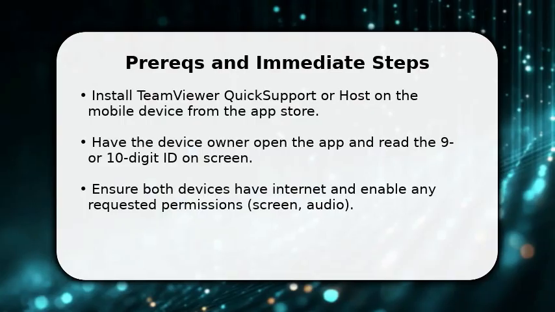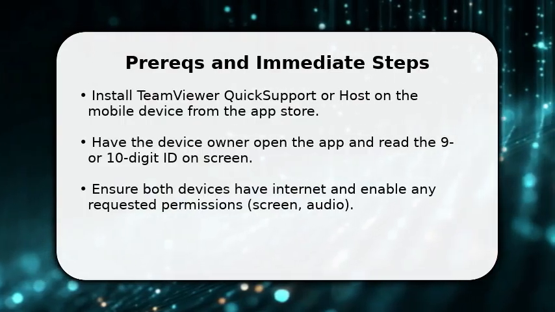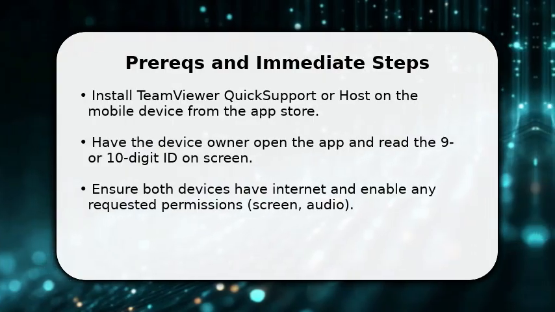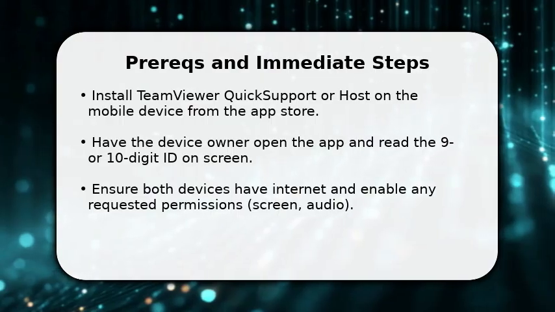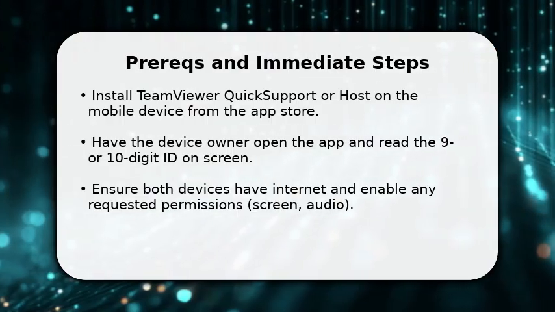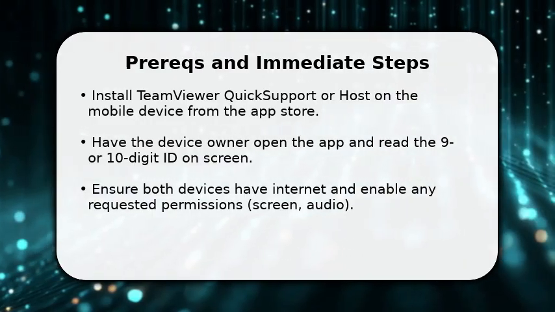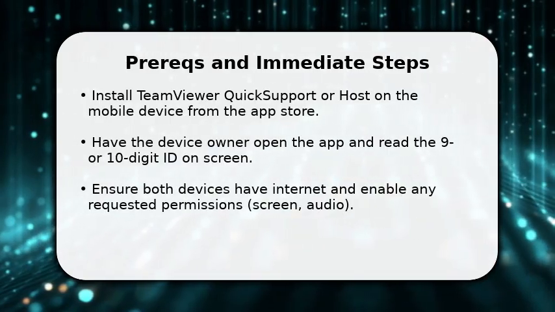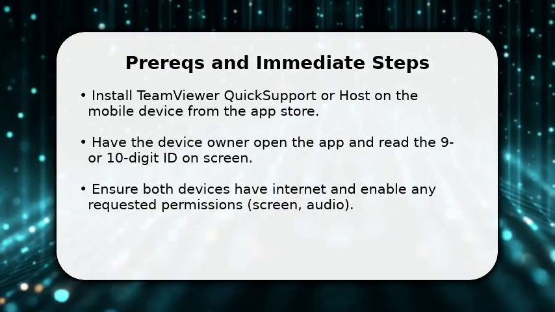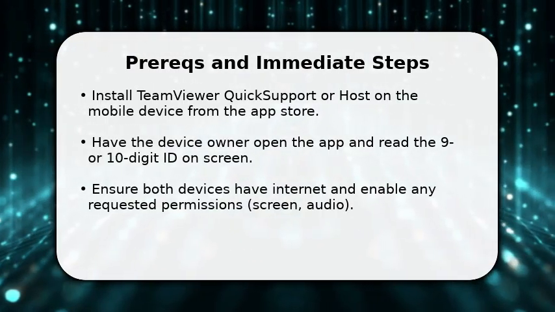You start by confirming prerequisites and then act. Open TeamViewer on your computer or mobile and ask the remote user to launch QuickSupport or Host. Once they show you the numeric ID, enter that ID into your TeamViewer client. Make sure you and the remote device both have stable internet. If prompted, approve permissions for screen sharing and remote input. These are essential because without the ID and permissions, you can't proceed to authentication and control.